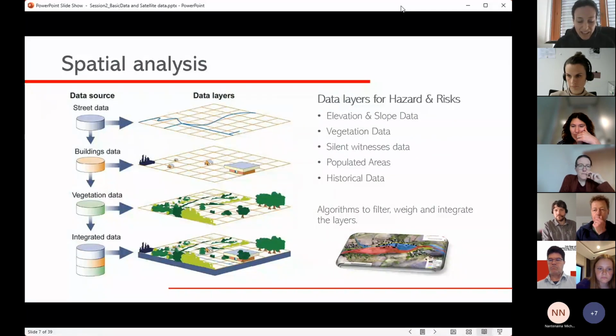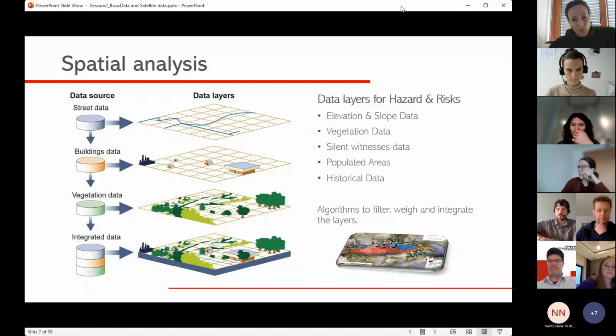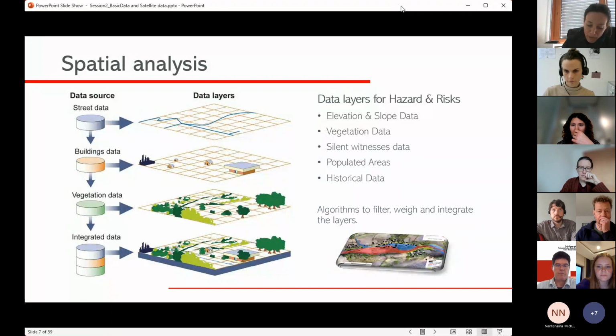Data analysis: combining all the layers of information that are geo-referenced. So this is one of the most important points and makes it all spatial, is that each data layer and each data point has a location on Earth. And to create and visualize conclusive output, this is called the analysis. So we have here, for example, the different layers of data sources combined. Here we have street data, buildings data, vegetation data, and then the integrated data layer. In our case, like we've seen before, we work with elevation and slope data, vegetation, silent witnesses could also be data layers, populated areas, historical data, and more.